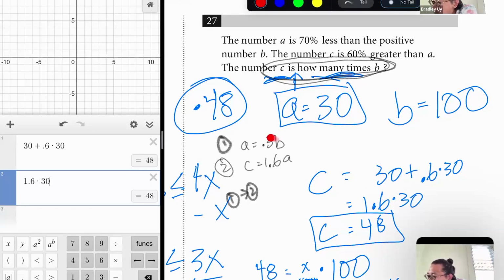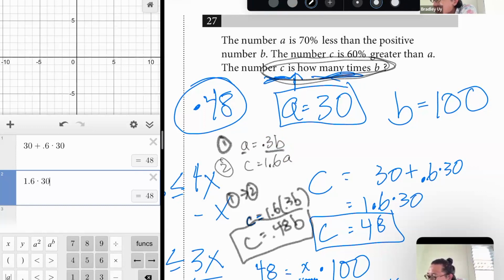Because 0.3B is equal to A, wherever you see an A, you're going to plug in 0.3B. So you're going to write equation 2, which is C equals 1.6, and instead of writing A, you write 0.3B. 1.6 times 0.3 is 0.48B, which tells you the answer. Because it's asking C is how many times B, it's 0.48 times B. That's why this is the answer.